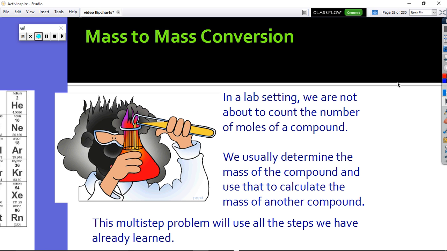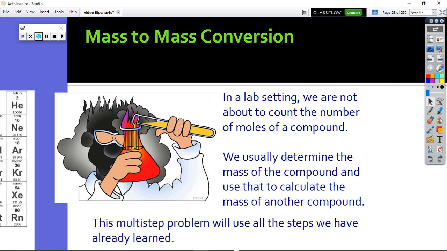Now this is going to be a multi-step problem, and it's going to use all the steps we've done in the past. Those steps were using molar mass to go between grams to moles, or moles to grams, and then using the balanced chemical equation and the mole ratio you can get from the balanced chemical equation to find out moles to moles. Let's go ahead and get started.